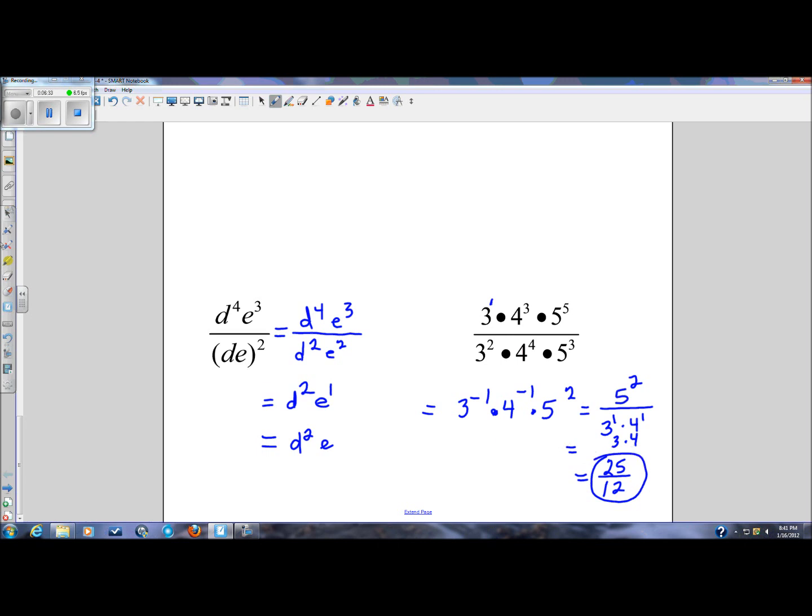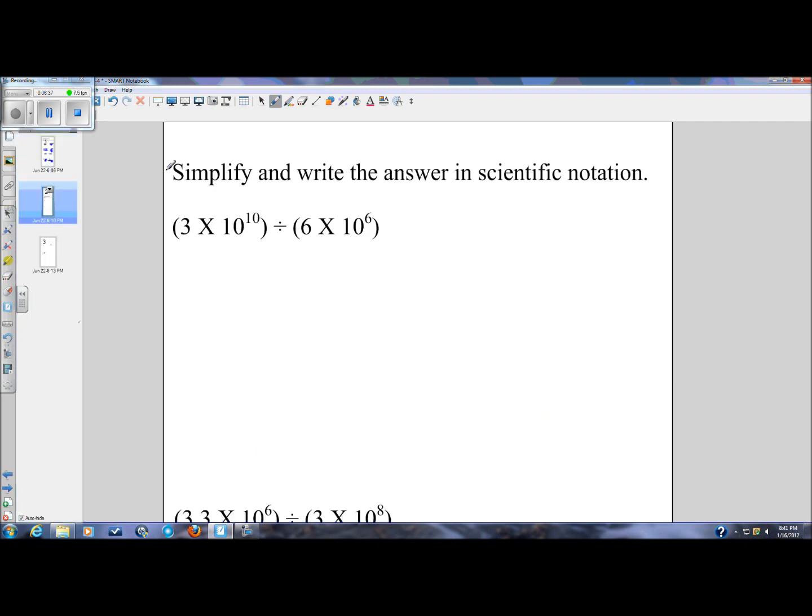Now let's move on to the next page. We want to simplify and write the answer in scientific notation. For this particular problem, 3 times 10 to the 10th divided by 6 times 10 to the 6th. So let's write this out as a fraction.